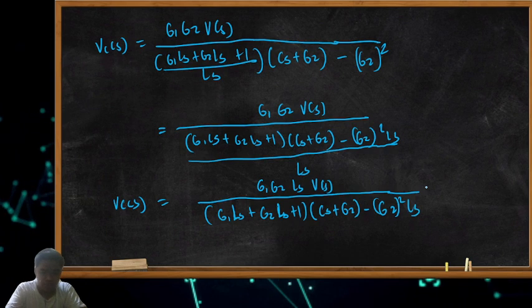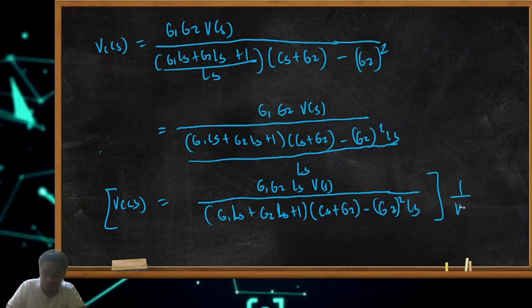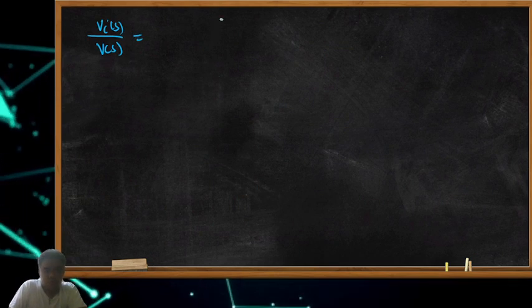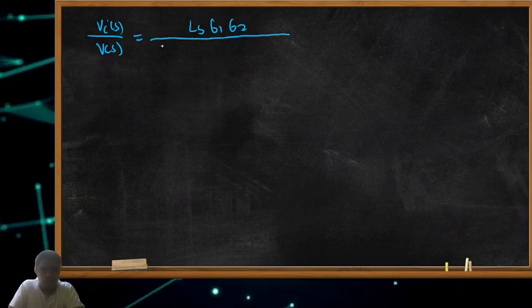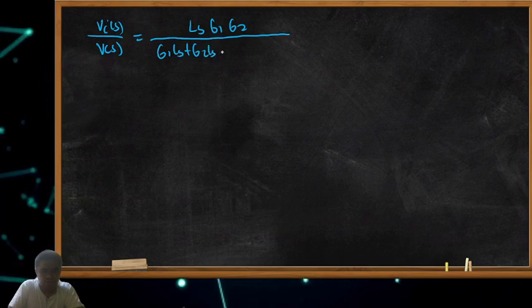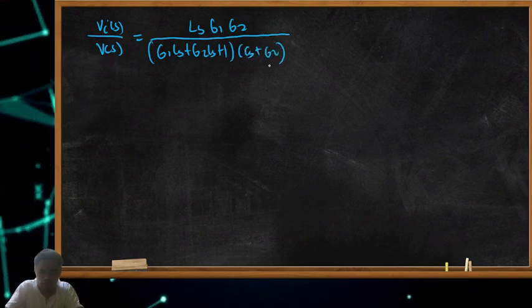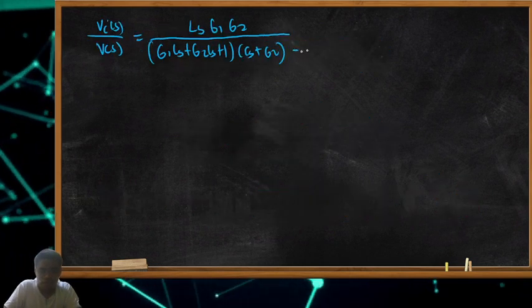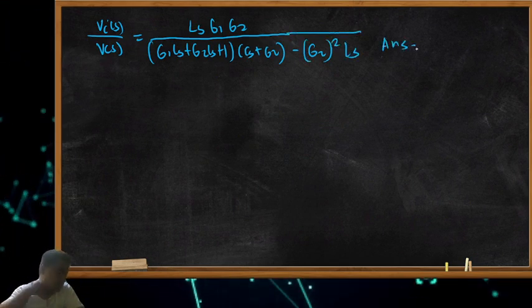So getting the transfer function, we just multiply both sides of the equation by 1 over VS. So our VC of S over VS, which is the required transfer function, will be equal to LS G1 G2 all over G1 LS plus G2 LS plus 1 multiplied by CS plus G2, minus G2 squared times LS. And this now will be our answer.